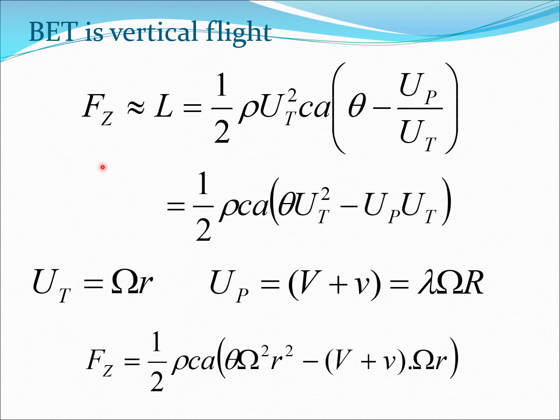Now BET lets us calculate some expressions for Fz. So you have seen that Fz is approximately equal to lift. And so I can use the expression for lift which we have used before, and I use the fact that U is approximately equal to Ut and phi is approximately equal to Up by Ut. And with this I get this simplification here. I get the term theta Ut square minus Up Ut. Now in vertical flight, Ut is going to be rotation speed times r at the given location at which you are. So the tangential velocity on the blade is coming completely from the rotation of the blade. Up is going to be capital V plus small v, where capital V is the climb velocity, small v is the induced velocity at the rotor disc, and this can be expressed in terms of lambda times rotation speed times blade radius. So I bring in these substitutions into the expression for Fz here.